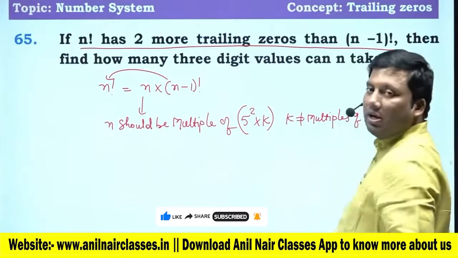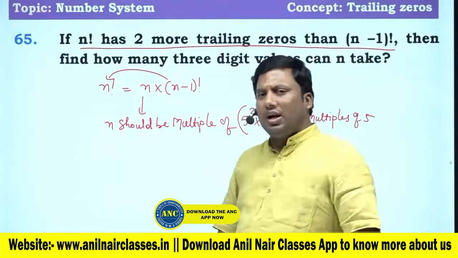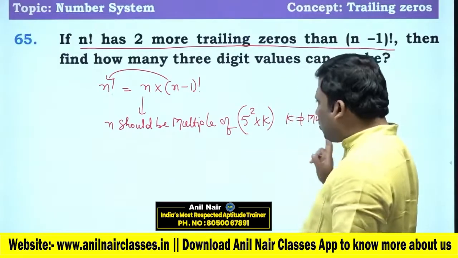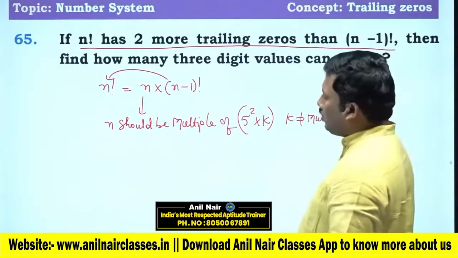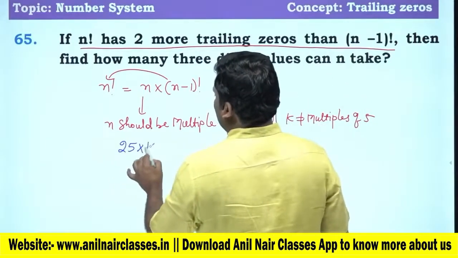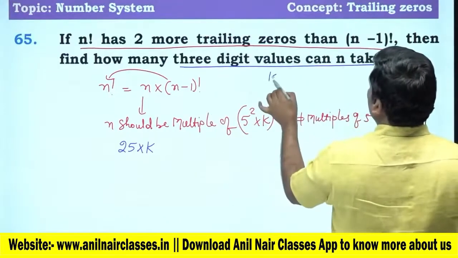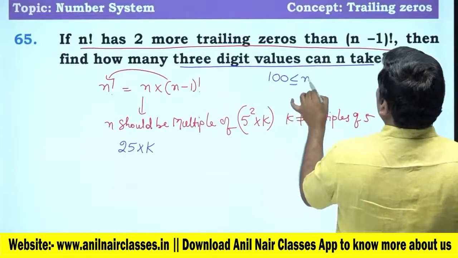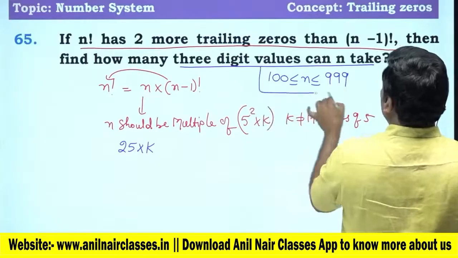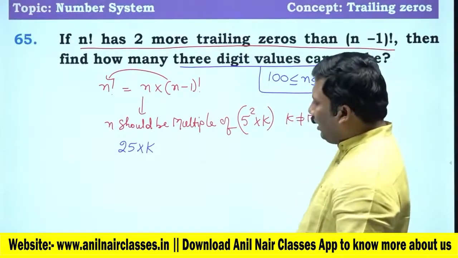Are you all with me? Two more trailing zeros, right? Two more trailing zeros means 10 square. 10 square means I should get 5 square. So it is 5 square into K, so I should get 25 into K. How many 3-digit values can n take? n can range any value from 100 to 999.